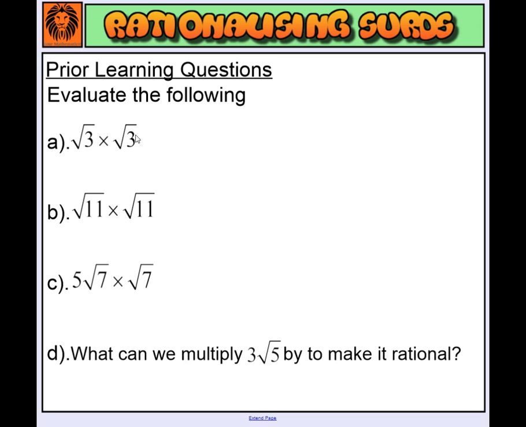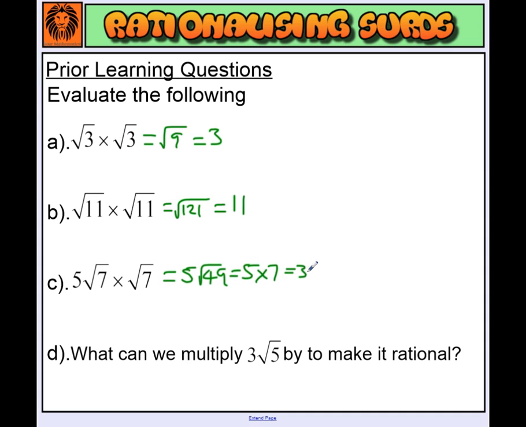So, looking at question 1, we see we've got root 3 times root 3. That gives us root 9, and we know that root 9 simplifies to 3. With B, we've got root 11 times root 11, which means that we have root 121, which simplifies to 11. And with C, we have 5 root 7 times root 7, which equals 5 root 49, which is 5 times 7, which equals 35.